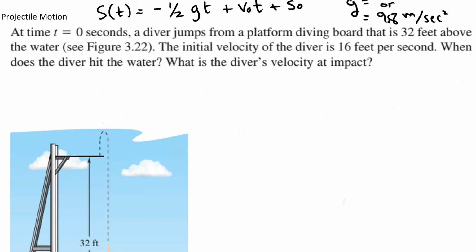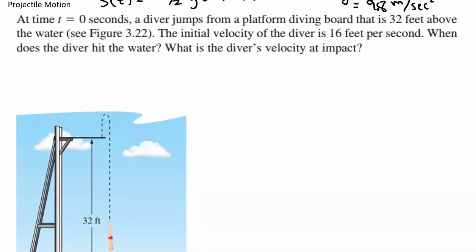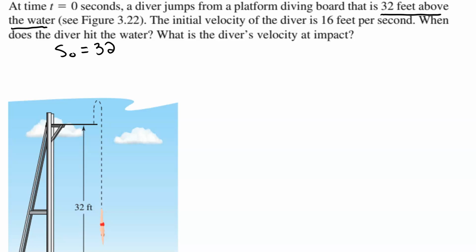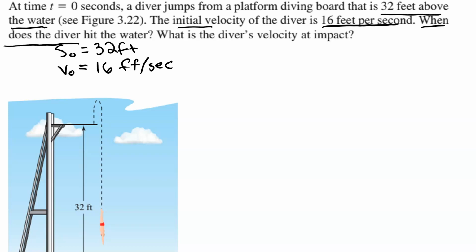So let's go ahead and look at one of these problems. We're given that at time t equals 0 seconds, a diver jumps from a platform 32 feet above the water. So our 32 feet above the water is going to be our initial position. The initial velocity is 16 feet per second. We're looking for when the diver hits the water and the diver's velocity at time of impact.